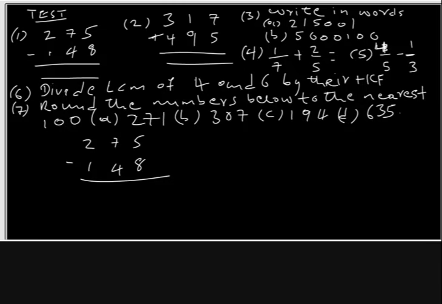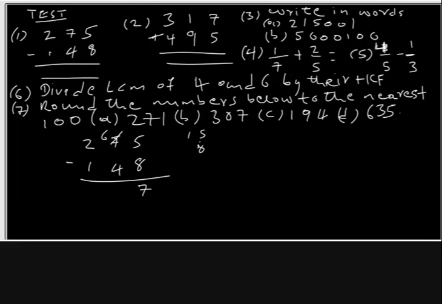So when we do 5 minus 8, it cannot go. So we have to take 1 from the 7 and put it to the 5. It becomes 10. So what we now have is 15. 15 minus 8 is going to give us 7. Then remember that here now we took 1, so the 7 will become 6.